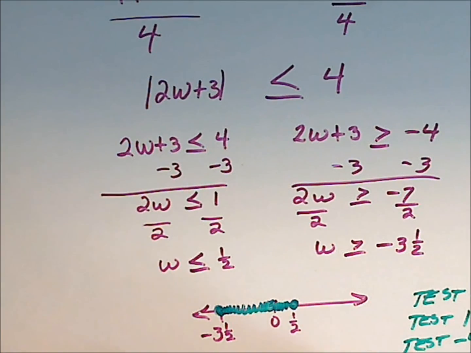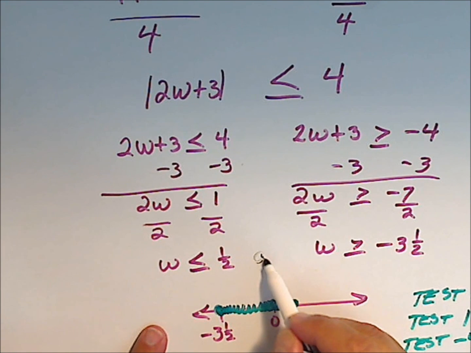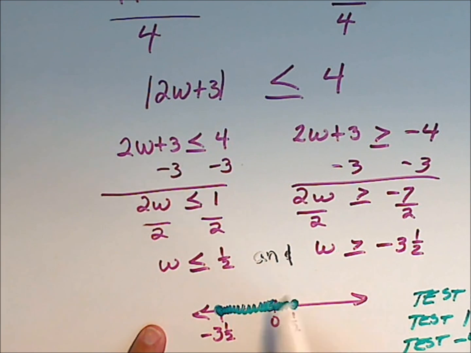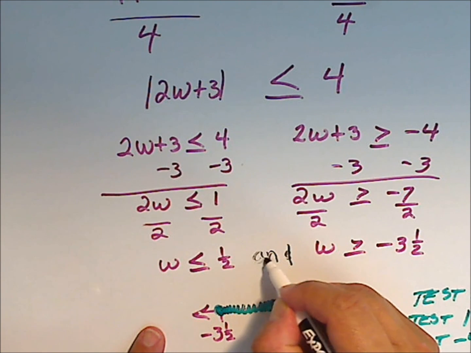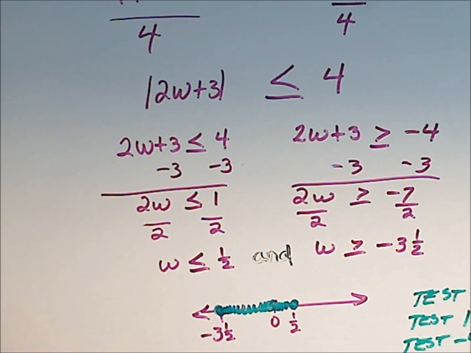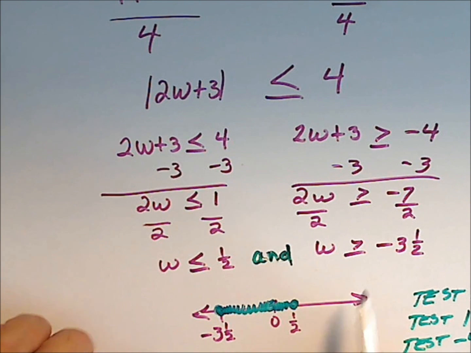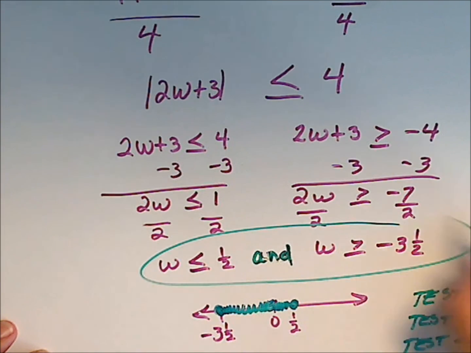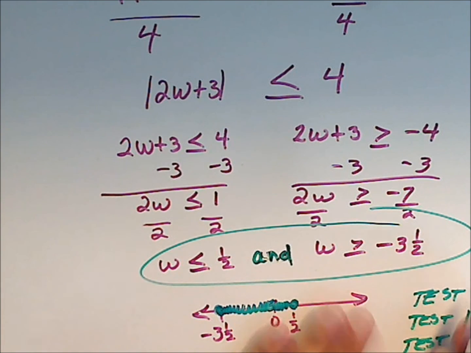I'm feeling pretty good about my solutions. That w is less than or equal to half, and I can use the word "and" here because that's what that graph means. So, w is less than or equal to 1/2 and w is greater than or equal to -3.5. I have found my solution. I have also drawn a graph. I have also tested my solution.